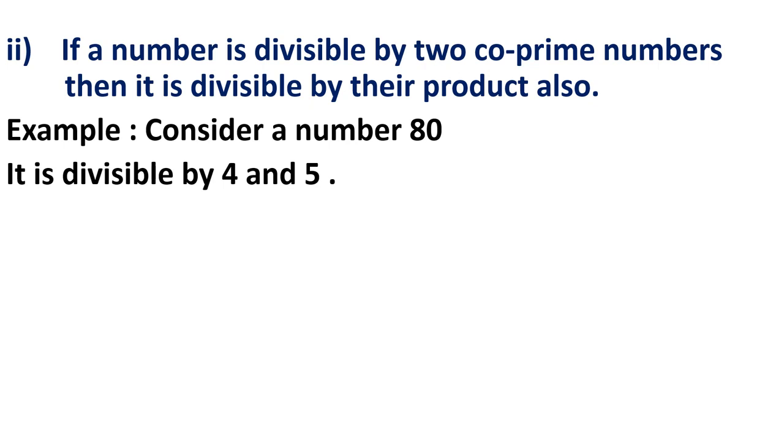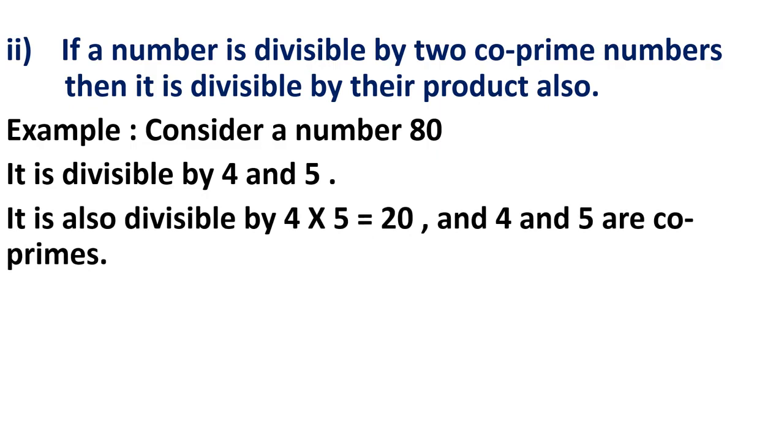Consider a number 80. It is divisible by 4 and 5 both. 4 20s are 80, and 16 5s are 80. So 80 is divisible by 4 and 5 both. Now you have to see that this 4 and 5, they both are co-prime numbers. They don't have any common factor other than 1.